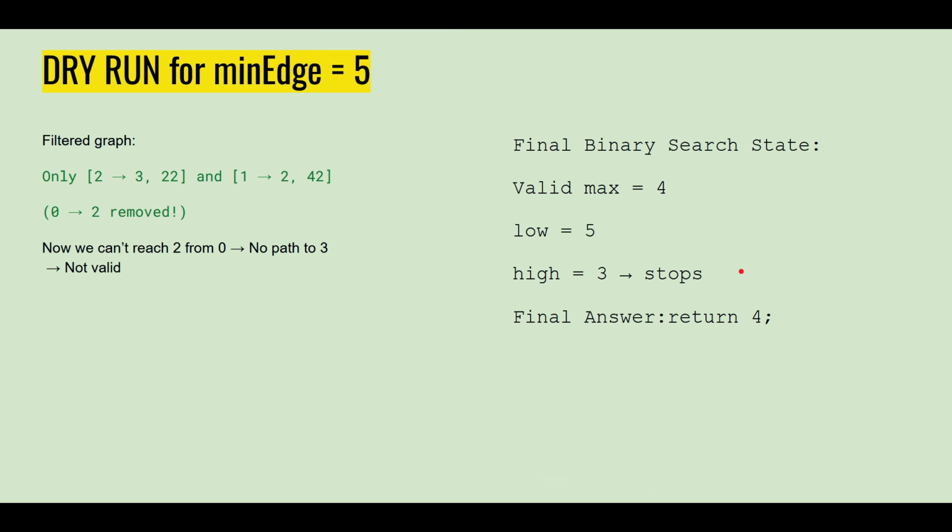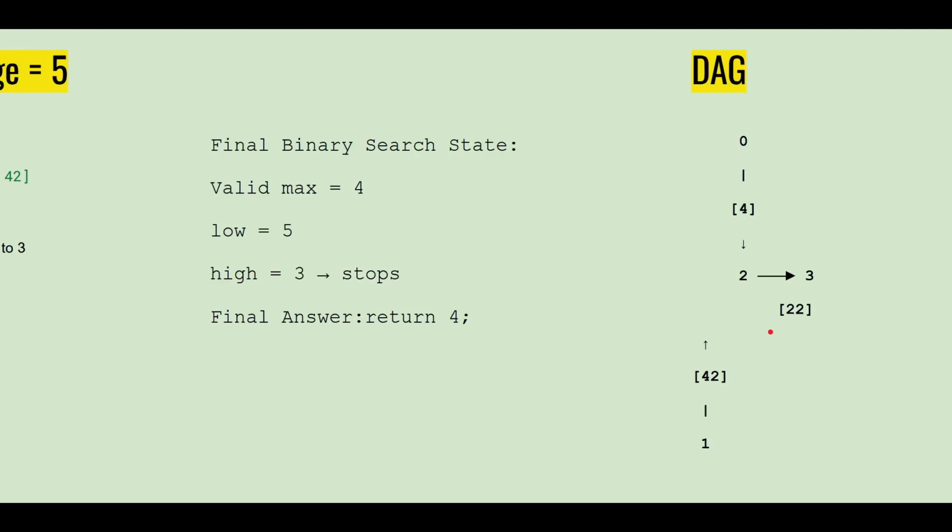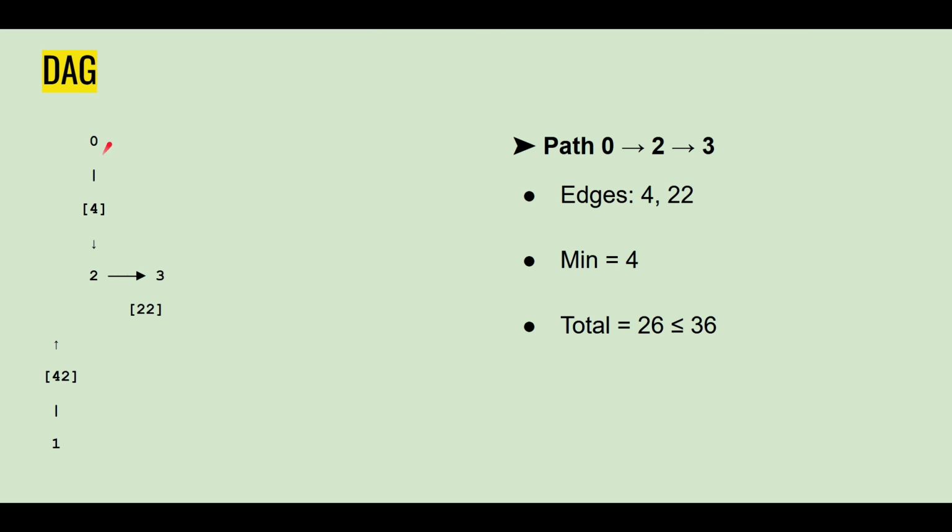If you do the dry run of this example, very first we filtered this. After the filter, we have removed this path, and we can't reach from 2 to 0. So there is no path to 3, no valid one, let's suppose. So the final binary search state will become valid max is 4 and low is at 5, and high is at 3, and we will stop here, and that is why we are returning answer 4.